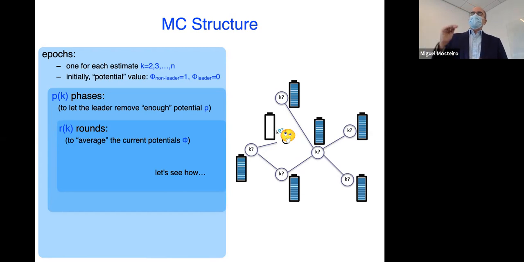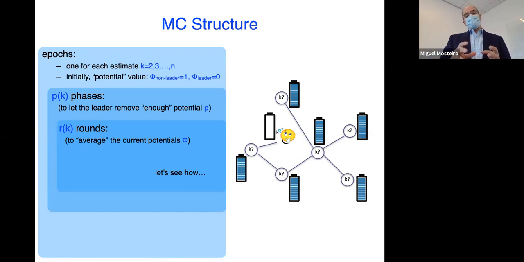Each epoch is divided in phases. At the end of each phase is when the leader is going to remove the potential that it has collected by this distribution of potential. And each phase is divided in rounds, and the number of rounds is enough to reach convergence when k is actually n.